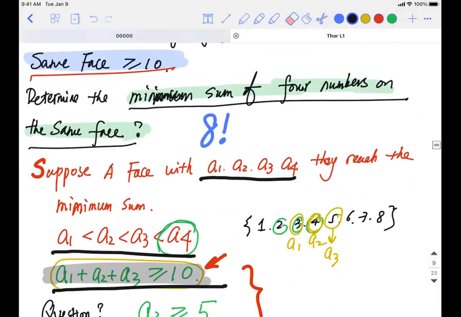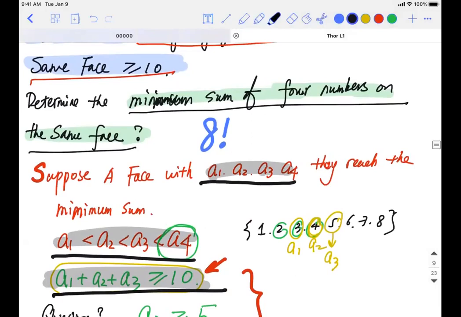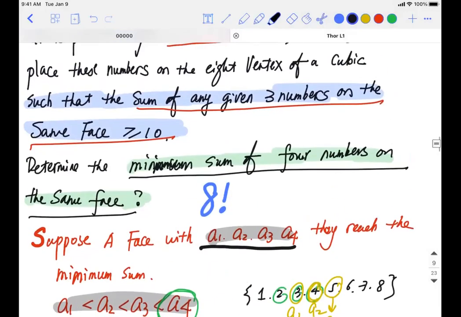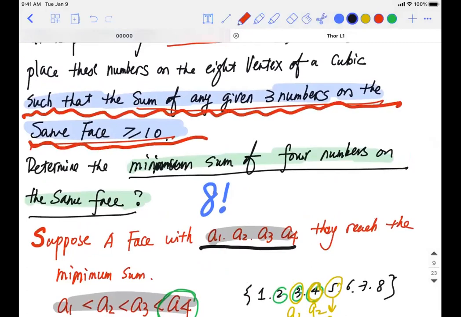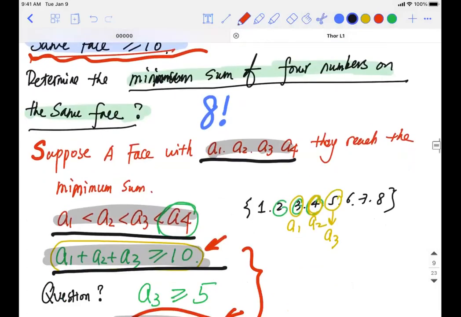I don't know where they are, but suppose I find such a face. This face, by any means, has 4 numbers, A1, A2, A3, A4, right? And their sum is the minimum according to the question. Let's suppose these 4 numbers have the relationship A1 is less than A2, less than A3, less than A4, okay? According to our question, when you do such an arrangement, you want to make sure the sum of any given 3 numbers on the same face will be greater or equal to 10. It works for everyone. It must work for this one.